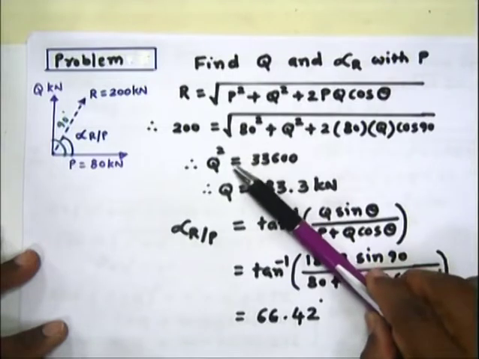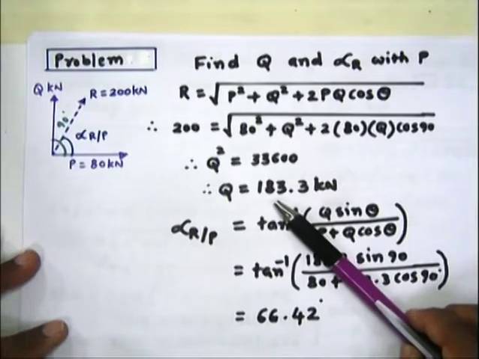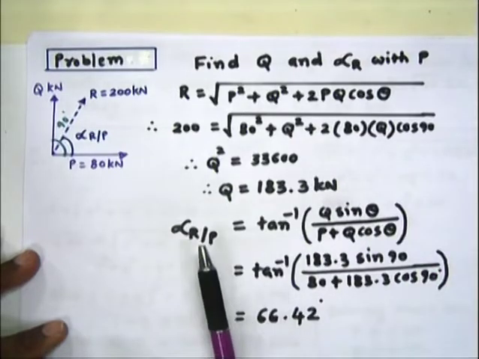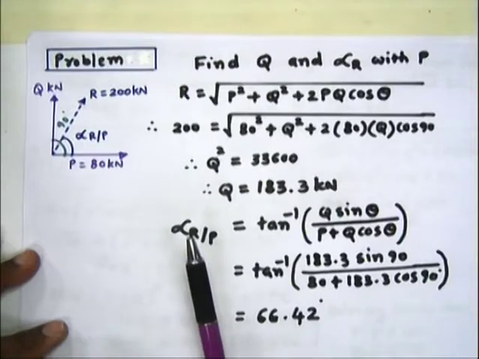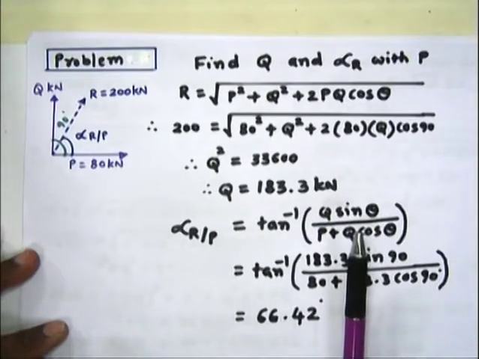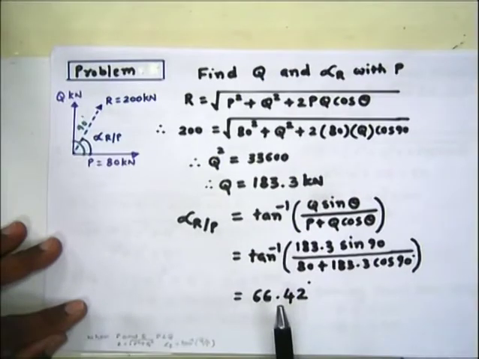From this we will get Q square is equal to 33,600. So the square root of that value will give you the Q value, which is 183.3 kilonewton. Now we have Q available because previously it was unknown. Now we can use the formula for direction of resultant force with P and find that angle: tan inverse of Q sin theta divided by P plus Q cos theta. Putting the values of P and Q, we find the angle of the resultant force with respect to P, which comes to 66.42 degree.